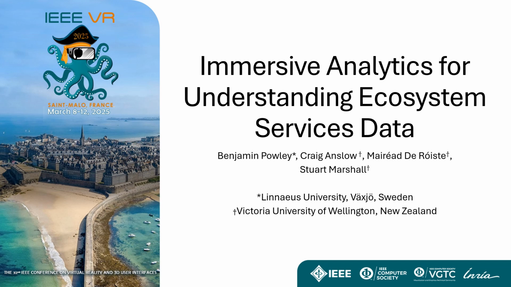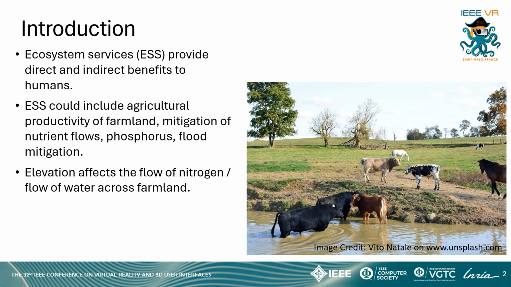Hi, I'm Benjamin Powley, and this talk is about immersive analytics for understanding ecosystem services data. Ecosystem services provide direct and indirect benefits to humans. Ecosystem services are the benefits to people and the environment provided by land use. For example, agricultural productivity, flood mitigation, and the mitigation of nutrient flows such as phosphorus and nitrogen are ecosystem services.